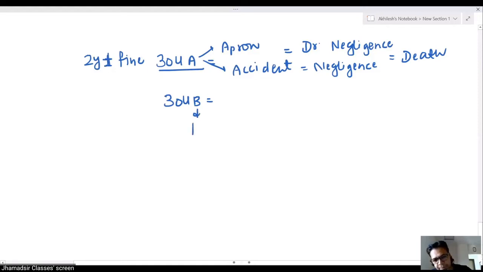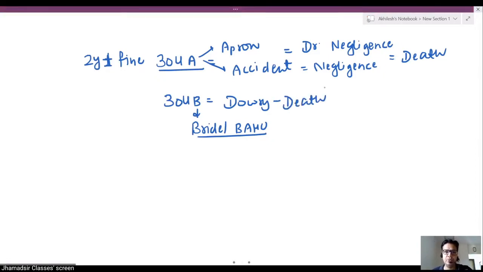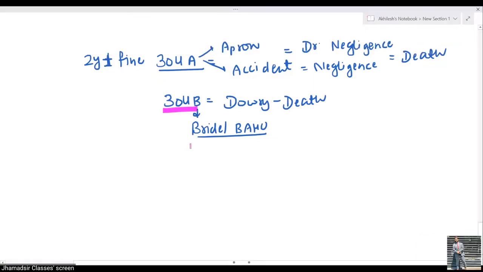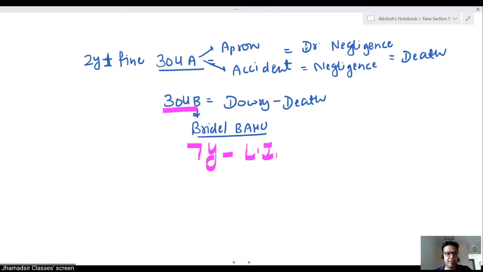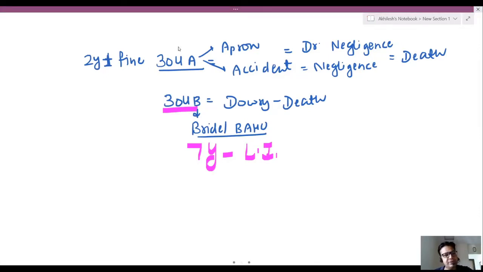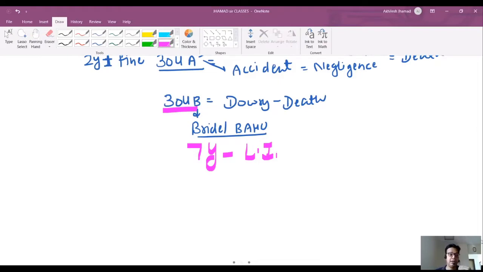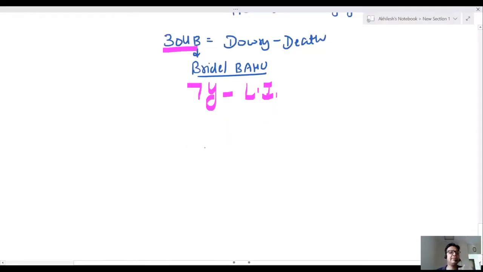304B: B for bride, B for bahu, that is definitely dowry death. Bride, bahu, dowry death: minimum punishment 7 years and LI, life imprisonment. That's very simple. B for bride, B for bahu, A for apron, A for accident. Simple trick to remember. Now, till now we have discussed that the person is dying.